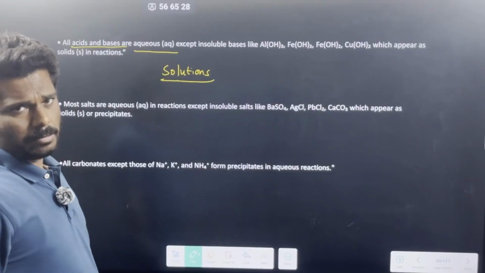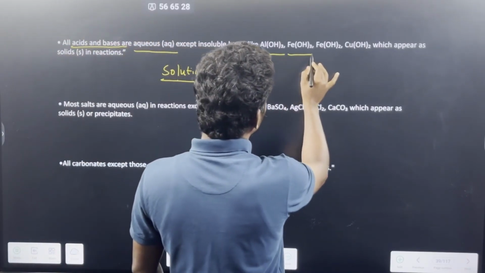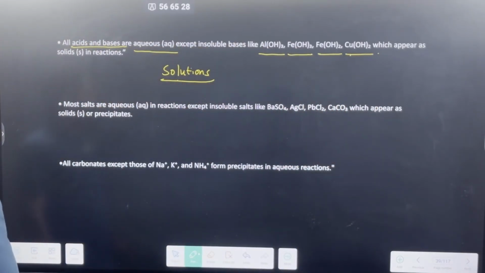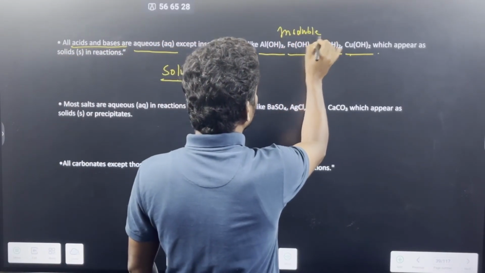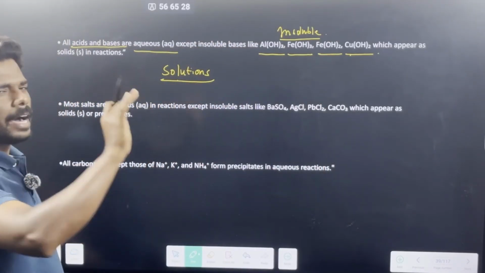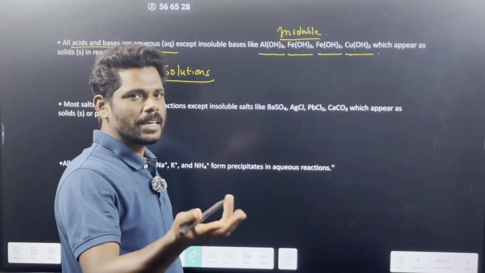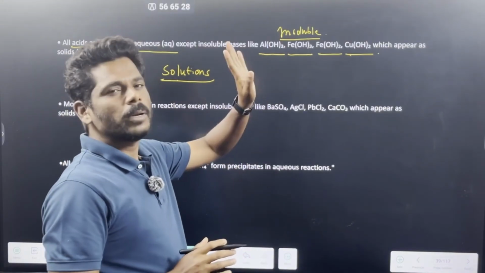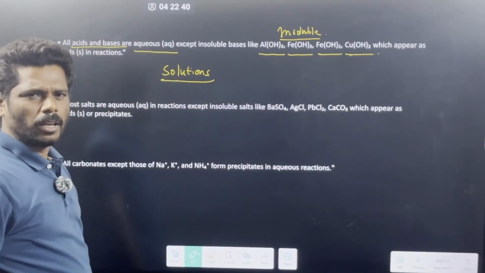Any exceptions? Yes, of course there are some exceptions, like bases such as aluminum hydroxide, ferric hydroxide, ferrous hydroxide, copper hydroxide, they appear as solids. Actually the thing is, these are insoluble in water, that's it. That's why they appear in solid form. Except these hydroxides, aluminum hydroxide, iron hydroxides, and copper hydroxide, because these are insoluble in water, every other acid, every other base is an aqueous solution in any chemical equation. That's it.